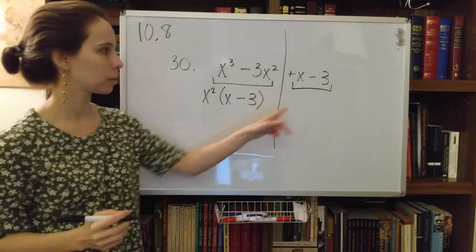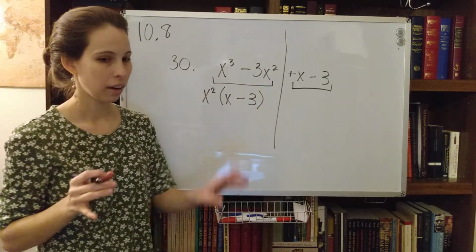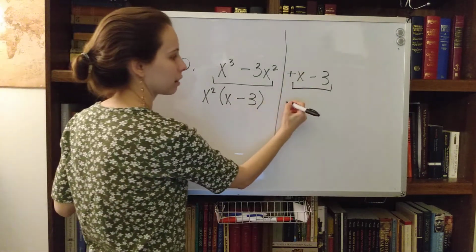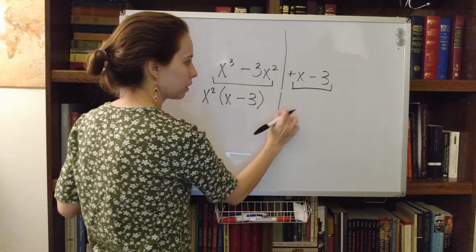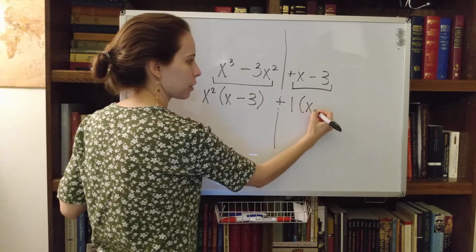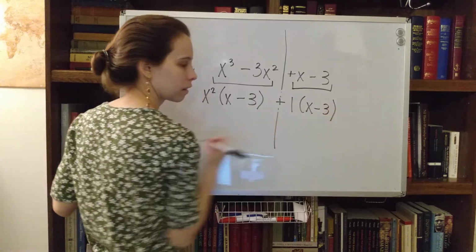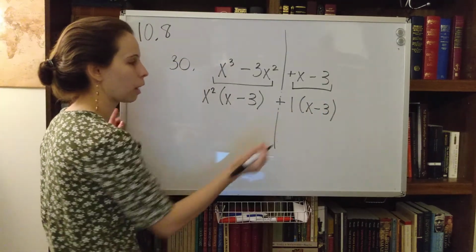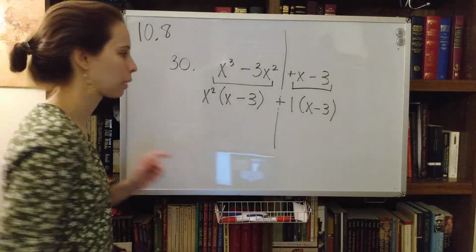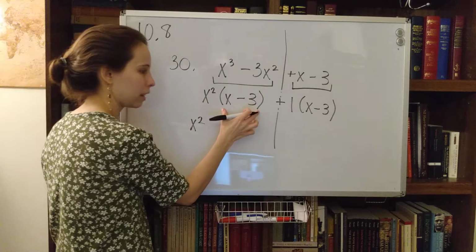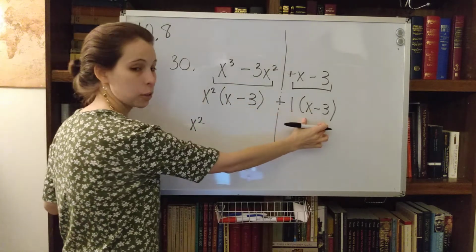And now notice what we have. We have an x minus 3 and we have an x minus 3. We can actually factor this because all we have to remember is that this technically is plus 1 times x minus 3. We can write that if we want to. It won't hurt anything. 1 times x minus 3. Now we can use the distributive property sort of backwards to say, okay, so x squared needs to be multiplied by this, and 1 needs to be multiplied by this, which is the same thing.